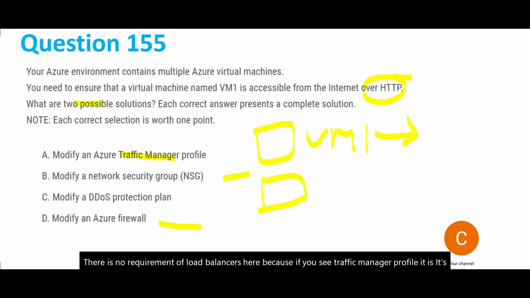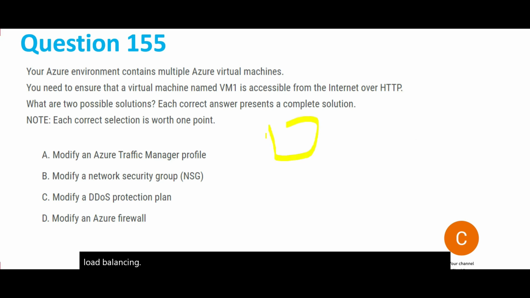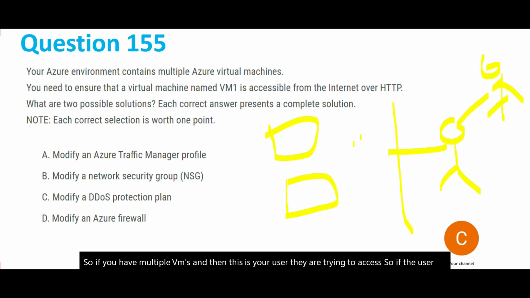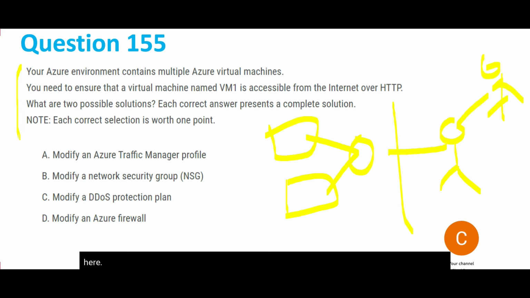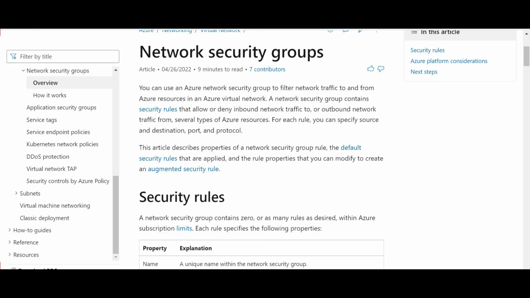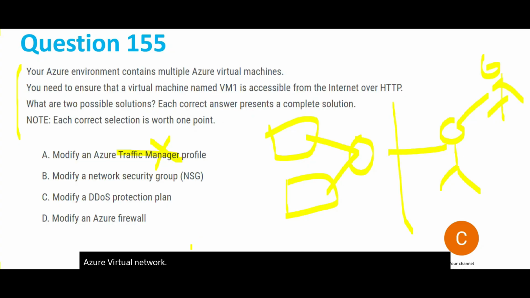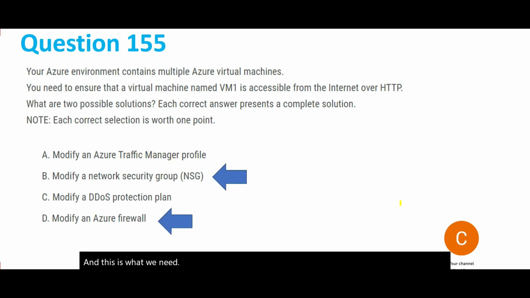I'll explain load balancing. If you have multiple VMs, and this is your user trying to access, and the user count increases, one more user comes in, so the load balancer here, the Traffic Manager, will decide where to pass the load, here or here. This question does not have anything to do with load balancing, hence A is wrong. And then let's look at NSG. It is used to filter network traffic to and from Azure resources in an Azure virtual network, and this is what we need here as well. So these are my two answers.